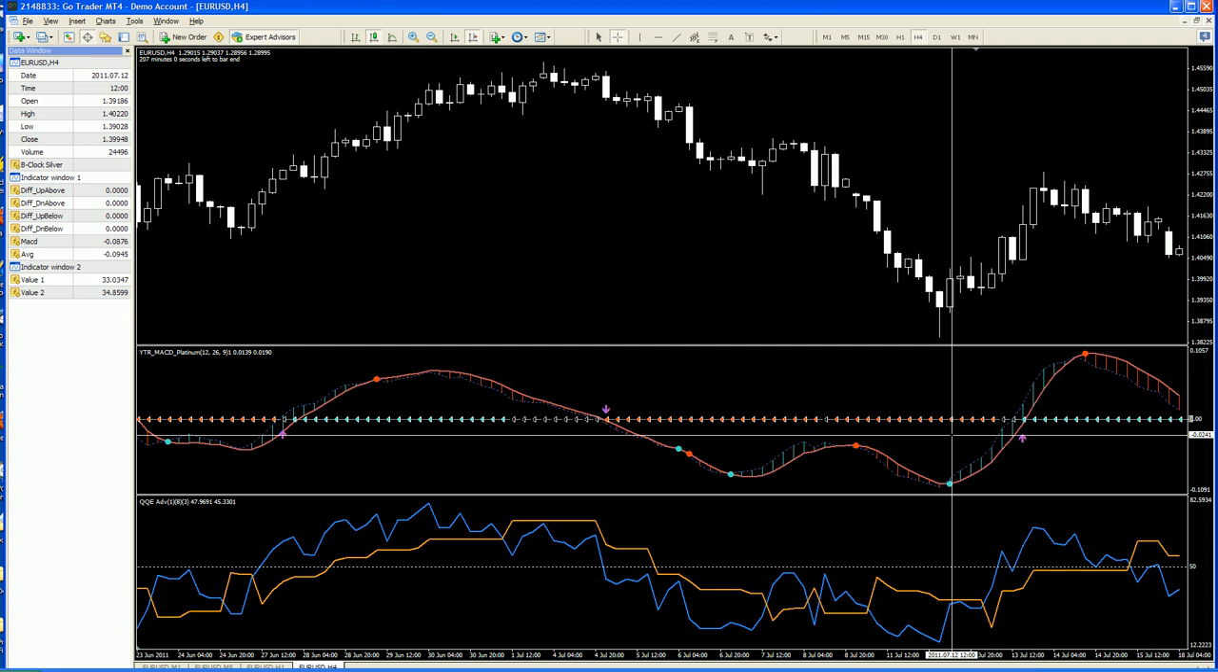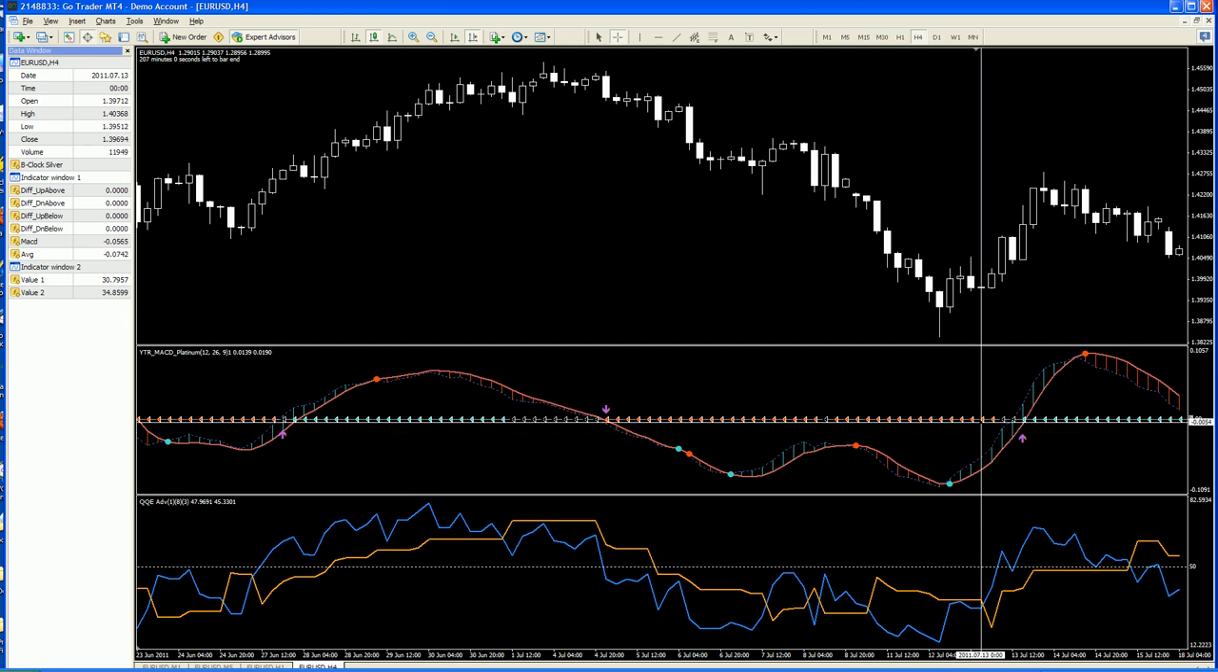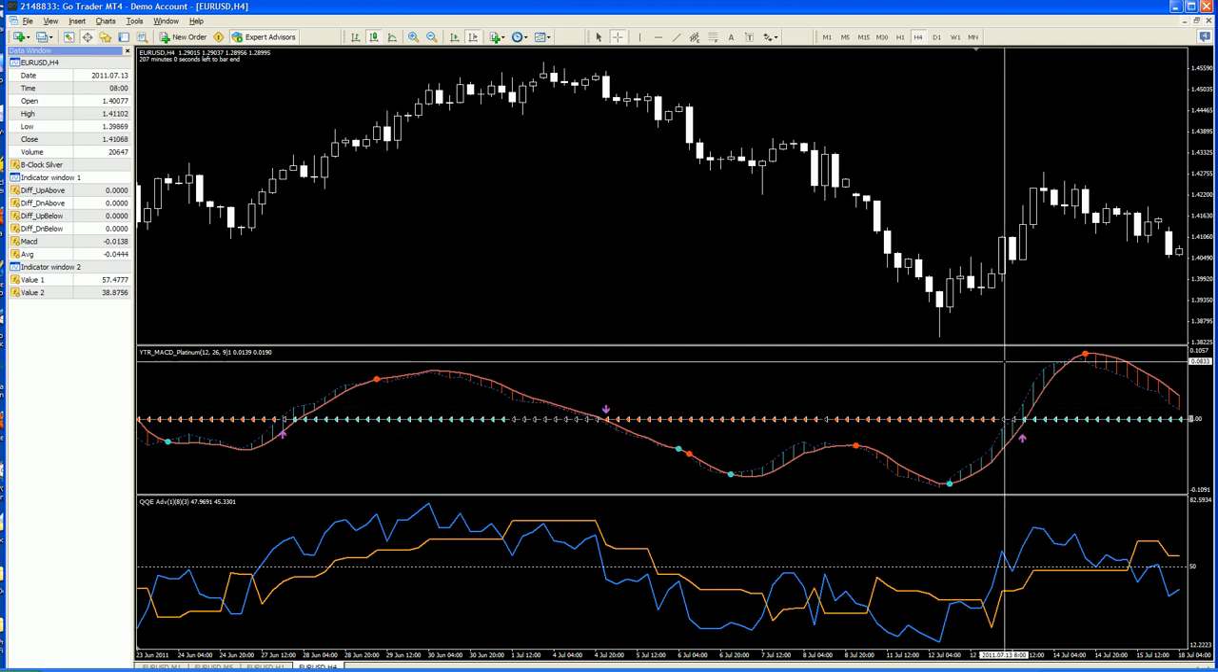Then we've got a blue dot, so we're looking to go up, and there's our cross there, so we're going long there, and so on.